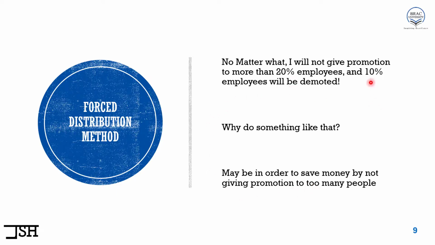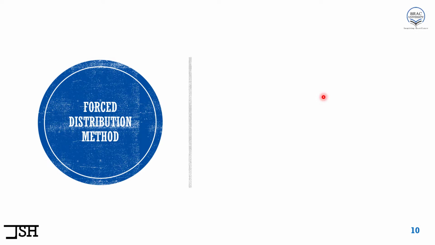You have already decided that no matter what happens, you are going to fire or demote 10% employees each year. So because of this 10%, sort of a fear is going to work in some of the employees. So everybody will be afraid that I do not want to be one of the least performing 10% employees. Because if someone is in the least performing 10%, that person is going to be fired or demoted. So out of fear of losing jobs, people might work harder. So that is also another reason of using forced distribution method.